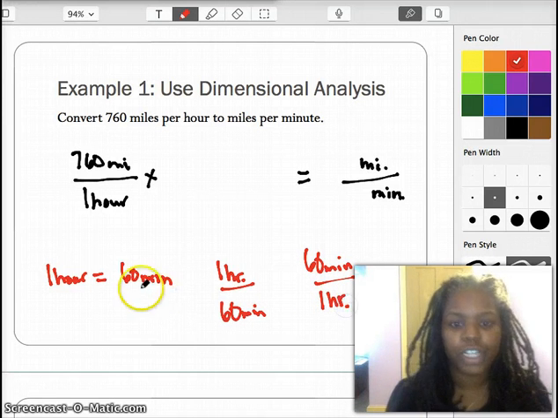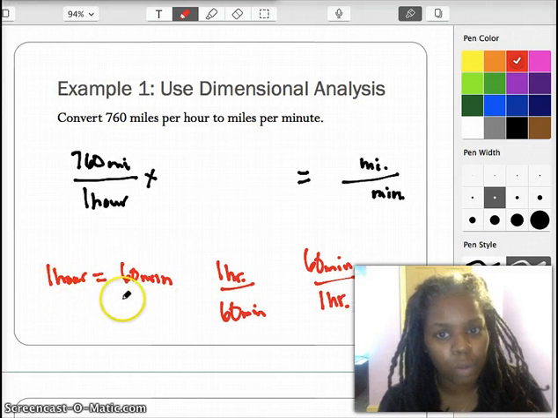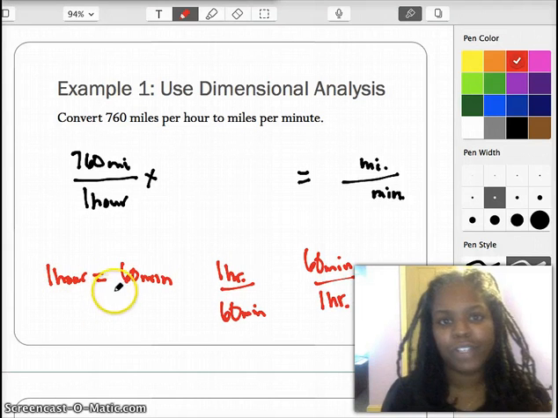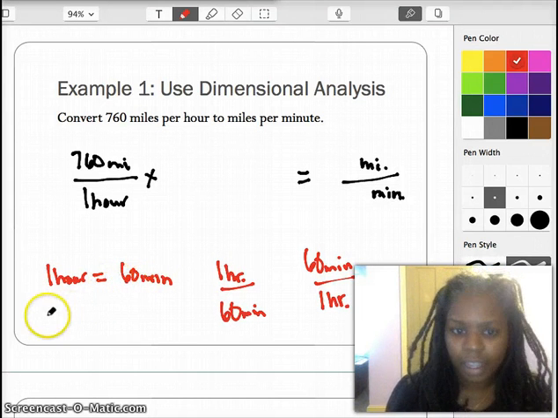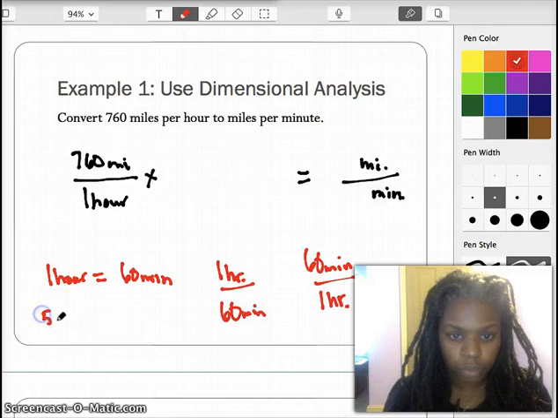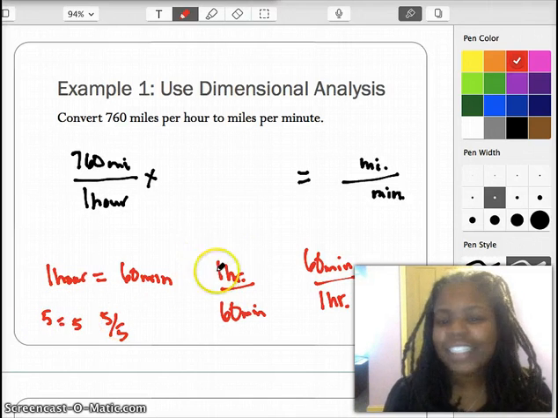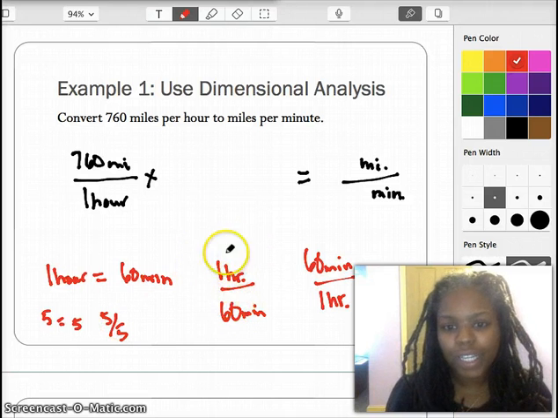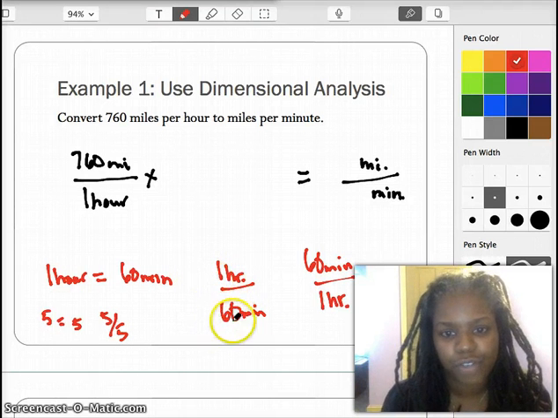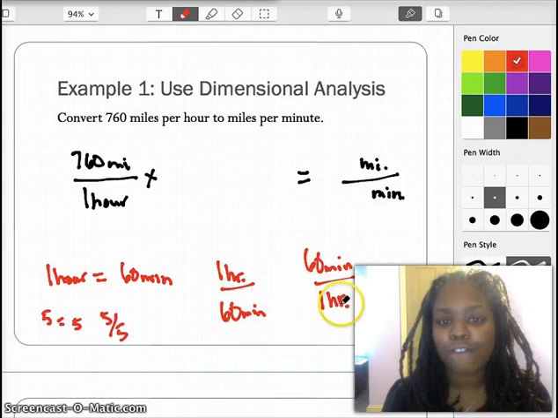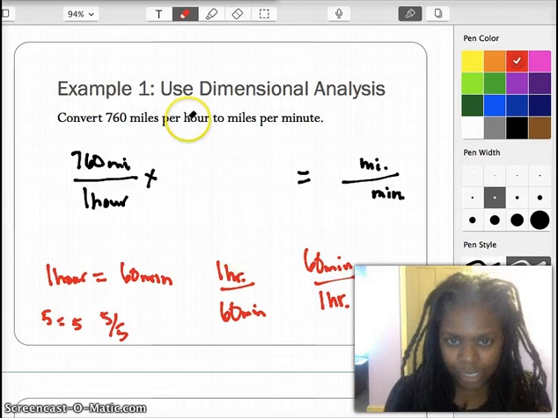Here's the kind of stretch. When I have 2 things that are equal and I put them over top of each other in a ratio, I'm ultimately writing the number 1, right? You know, 5 equals 5. If I put 5 over 5, that's just 1. Same thing here. We call these conversion factors, right? So we're going to use these to convert things that we need. And you'll see what I mean in a minute.